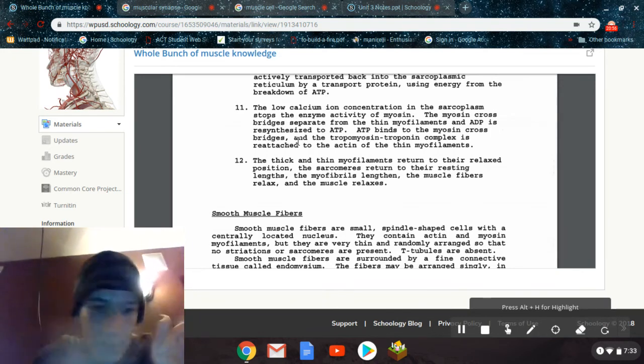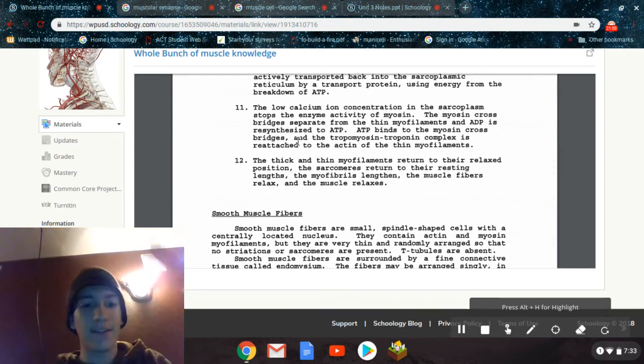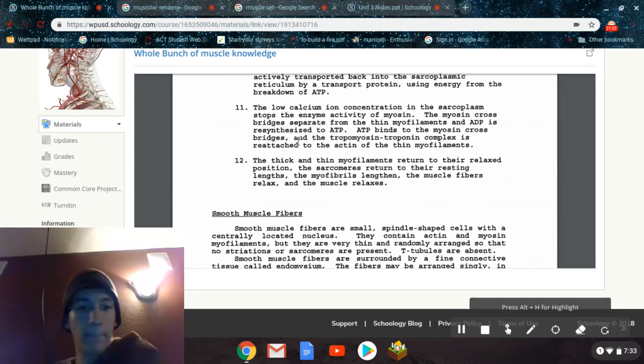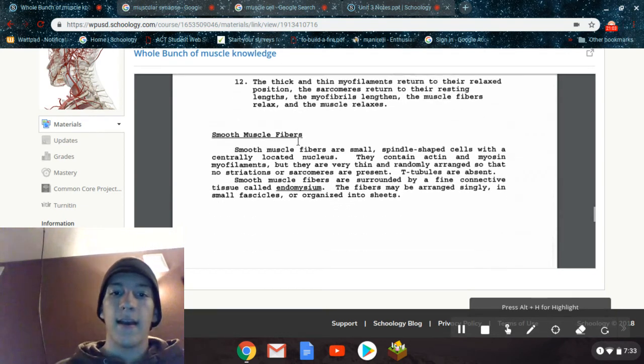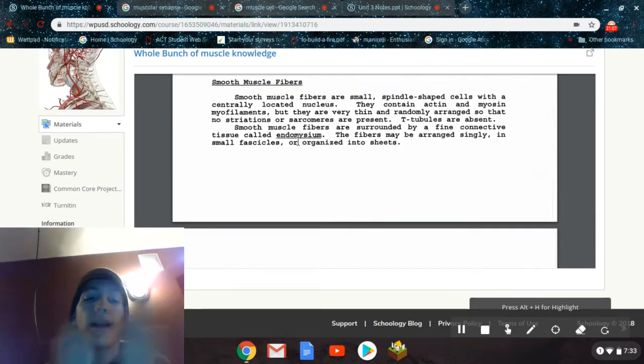And see how even this illustrates my point exactly. Anyway, so that's skeletal muscle. That's the ones attached to bones.